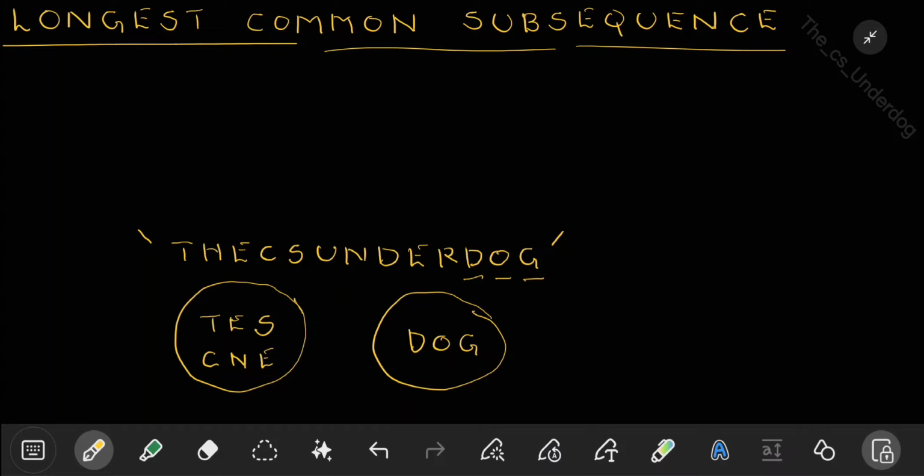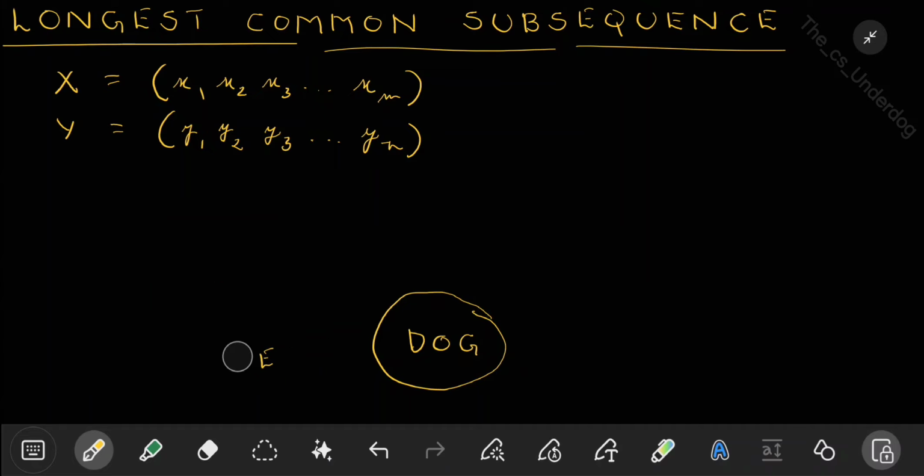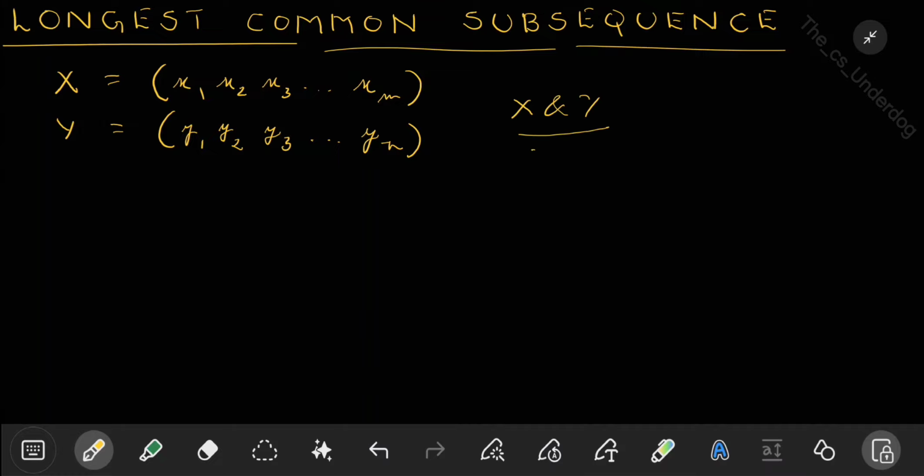The problem statement is you have a string X. Let us say X is the first string. It is having X1, X2, X3 up to, let us say, XM. What are these X1, X2, X3? Those are each letters, T, H, E, C. These are X1, X2, X3 and so on. So totally it is up to XM. We'll have one more string Y. This will be having Y1, Y2, Y3, and so on up to Yn. So these are the two strings we are having. What is the task? We have to identify the longest common subsequence among X and Y. This is the final task.